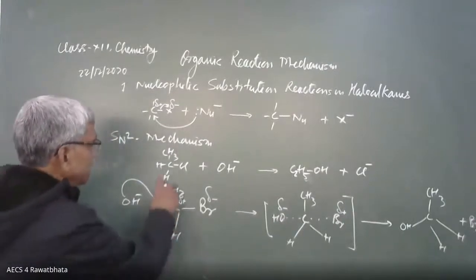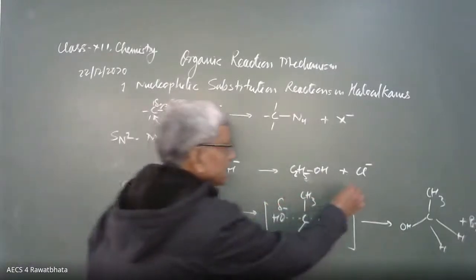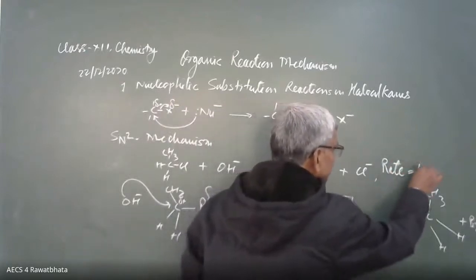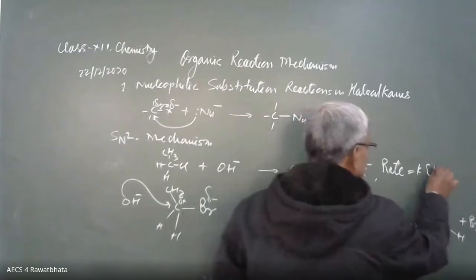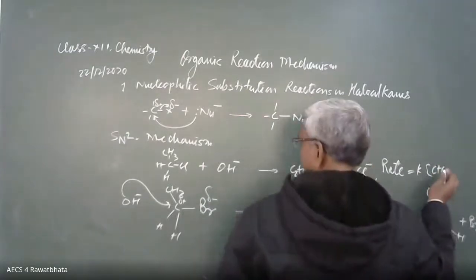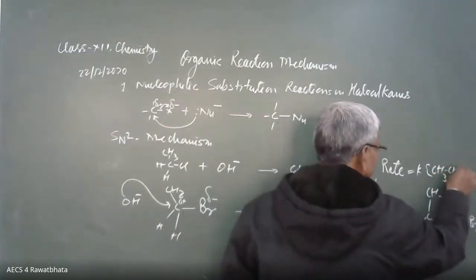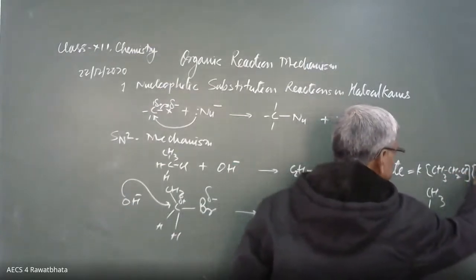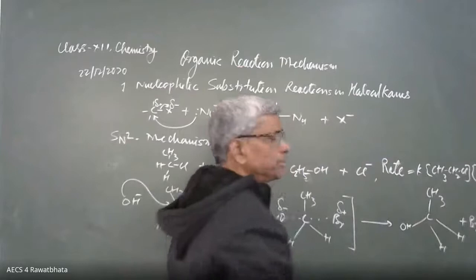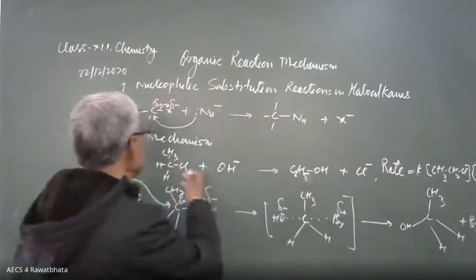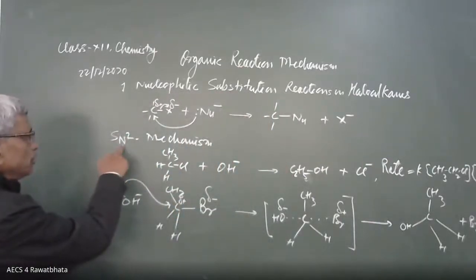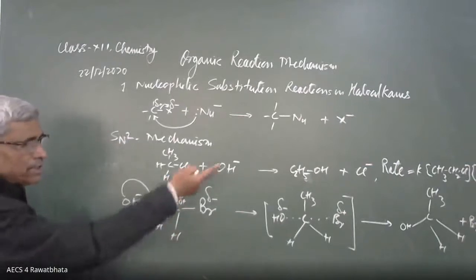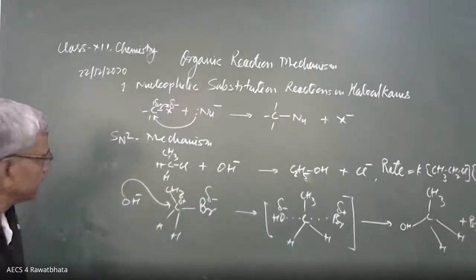If we write a rate law for this reaction, it is written like this. Rate is equal to K times the molar concentration of CH3CH2Cl times the molar concentration of OH minus. The order of reaction is 2. That's why it is called SN2, substitution nucleophilic second order. It is a bimolecular reaction. So this is the rate law for the reaction.